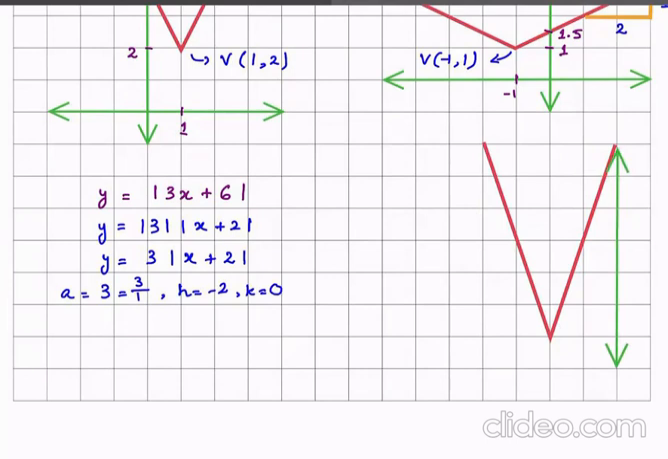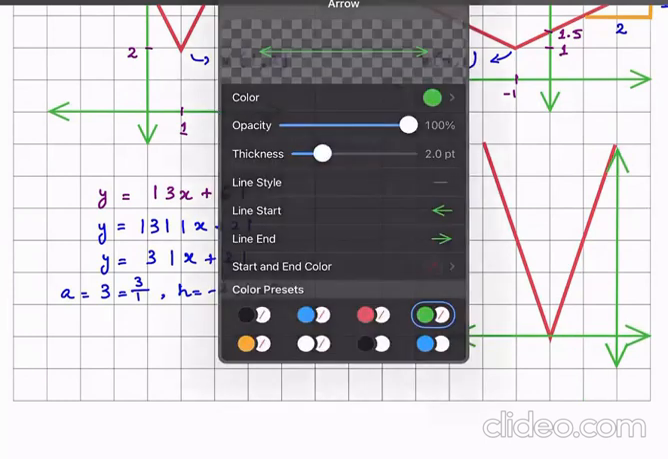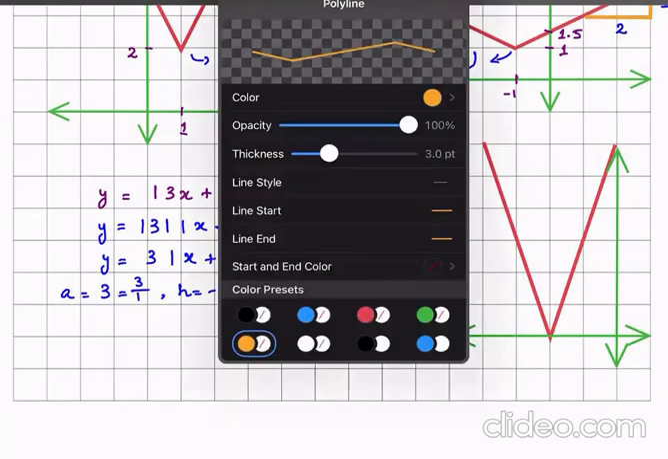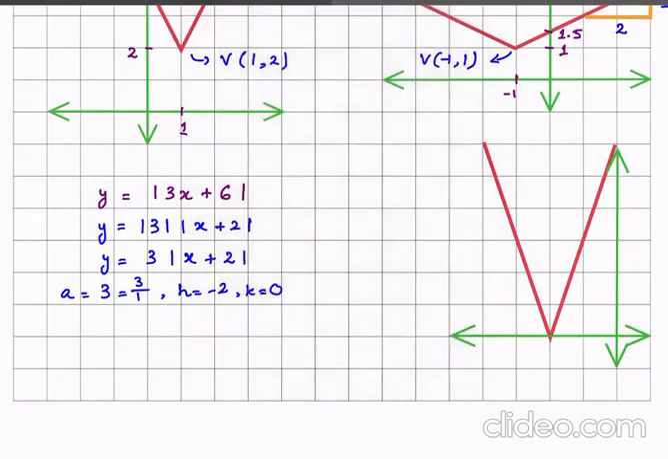So this should be my y-axis and this should be my x-axis. So let's say if I want to show the triangle here, I will show it here. So this is 3 and this is 1. So my vertex point is -2, 0. So this should be 6.